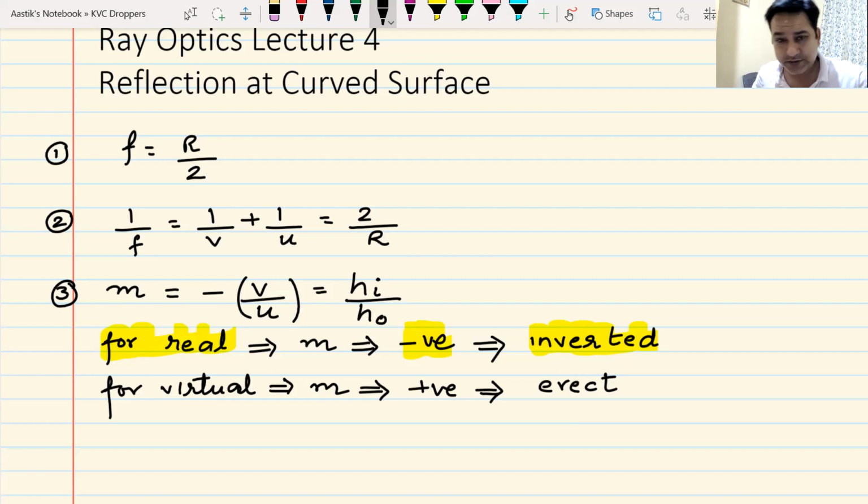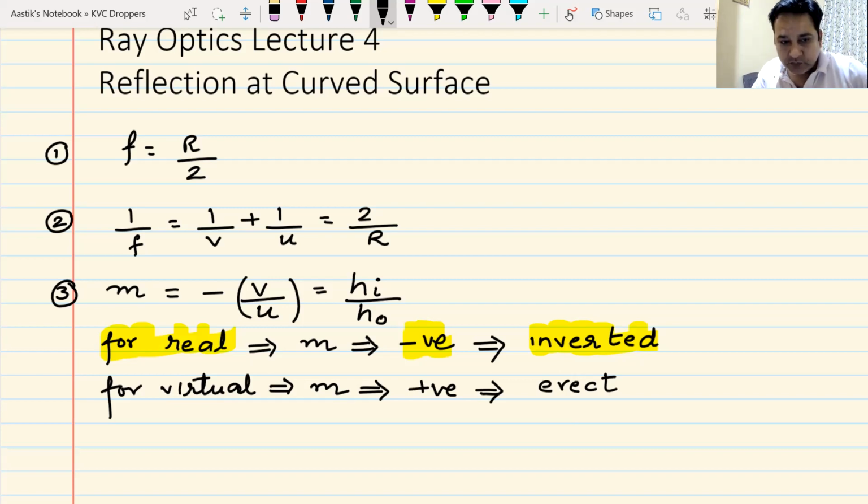Are you sure about it? Yes, sir. That is wrong. The focal length of a concave mirror is always negative. The focal length of a convex mirror is positive. Please note it down if you have any doubt.